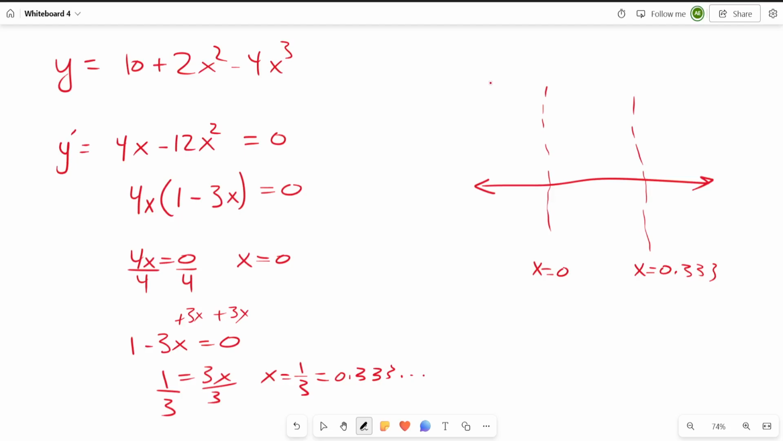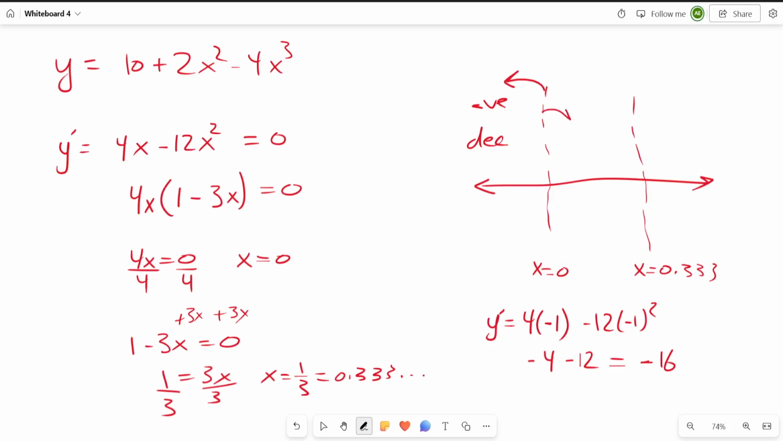Let's start with the furthermost left interval. So let's take a value to the left of 0. Let's take -1 and substitute it in y dash. So y dash equals 4 times -1 minus 12 times -1 squared. So this is -4, and then -1 squared is +1 times -12, that is -12. So this is going to give me a negative answer. So this part here is negative, so it's decreasing.